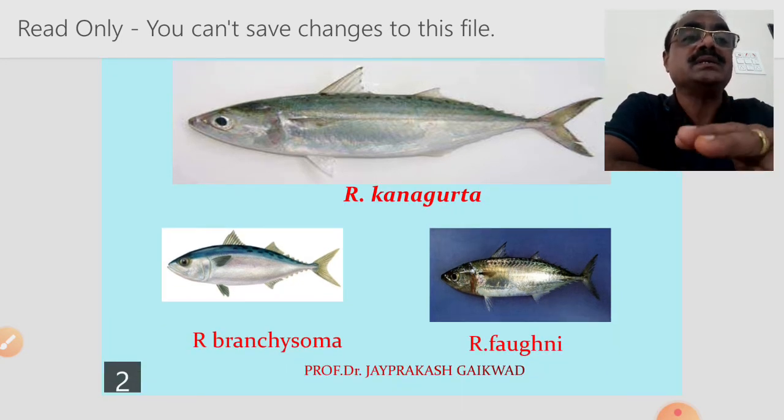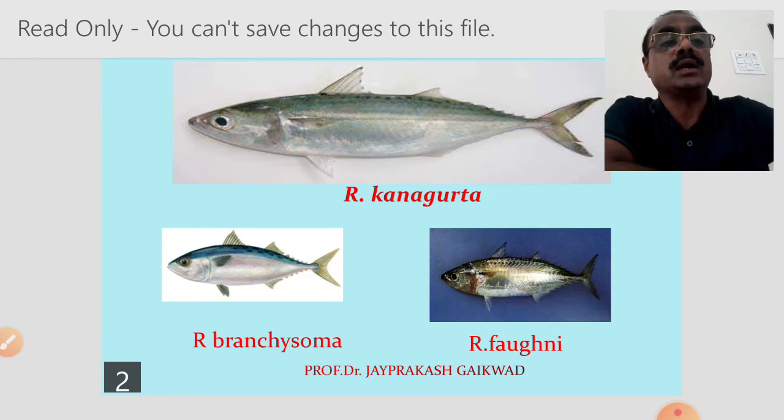These three species represent the total mackerel fishery, but out of the three species, Rastrelliger kanagurta contributes much more, about 90 to 92% of total mackerel production. That's why this fishery is known by the single genus Rastrelliger and species kanagurta.